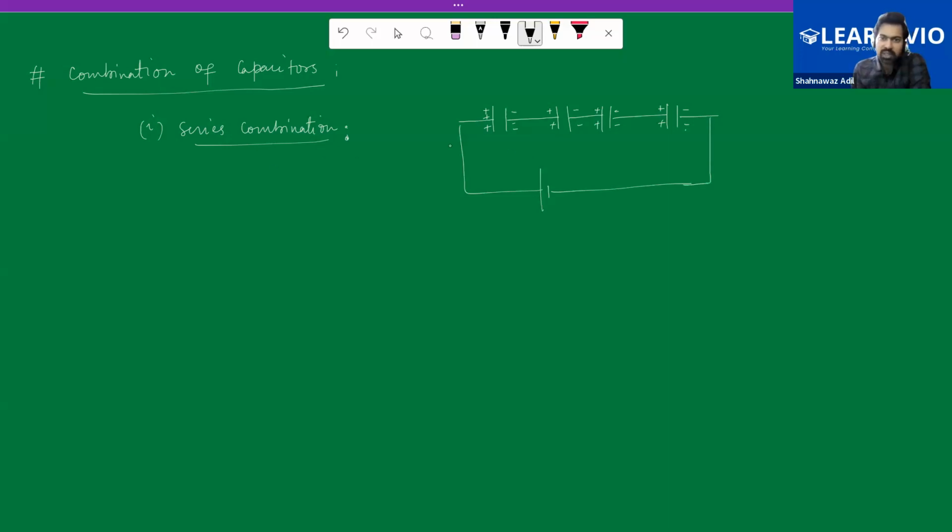So what is the effective capacitance? In series combination, 1 by C effective or C equivalent would be 1 by C1 plus 1 by C2 plus 1 by C3. Let's say this has C1 capacitance, C2, C3, C4, and so on. So this would be the equivalent capacitance.